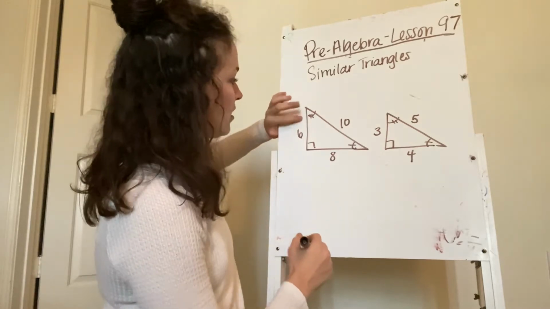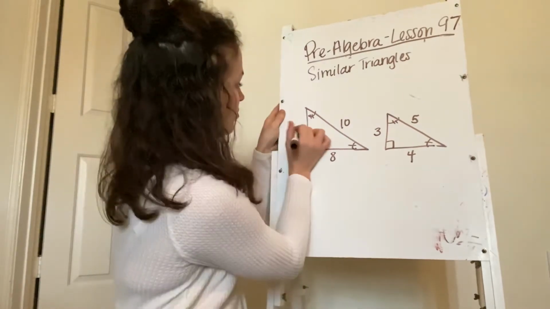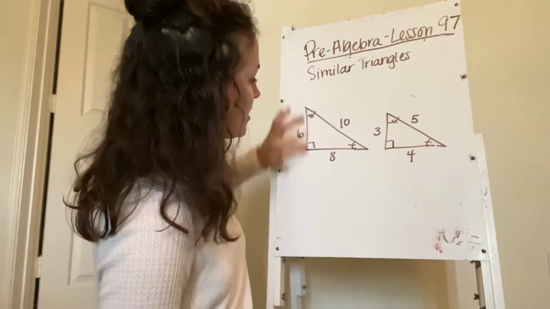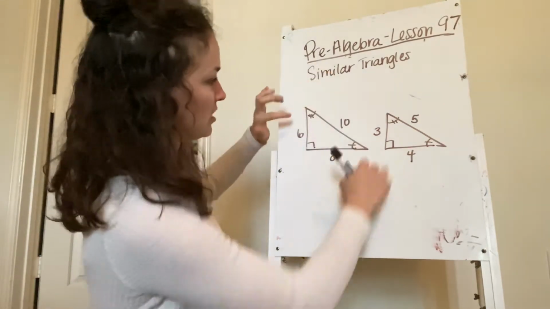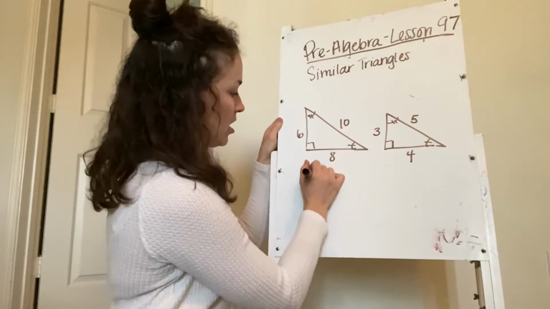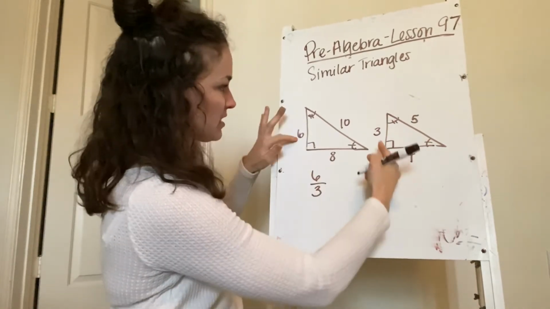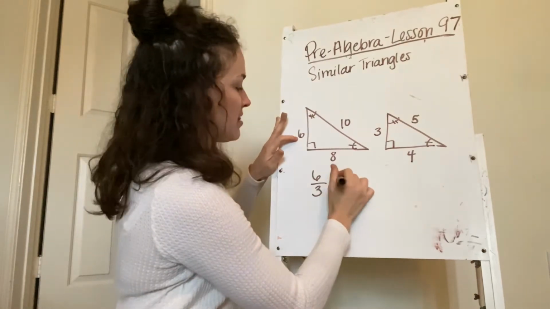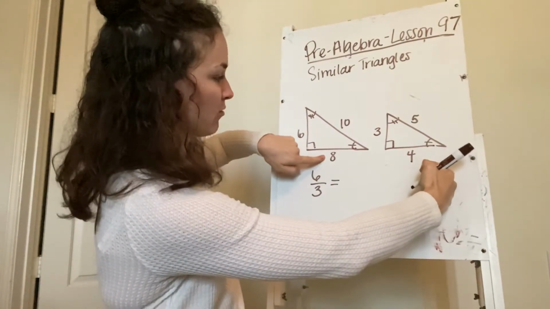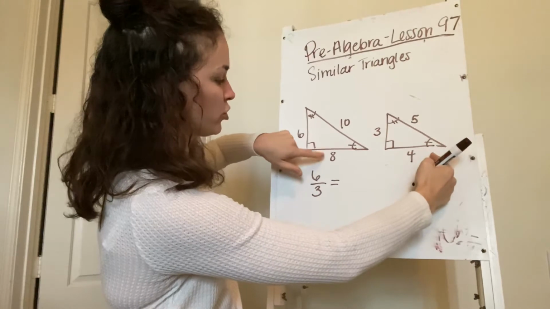We know that this side is connected to the right angle, right? And it's the one that stands up. So these two sides correspond to each other, so I can make a ratio out of them. 6 and 3 correspond, so I'm going to set it up as a ratio, 6/3. Then I can look at the next pair of corresponding sides. These two sides correspond to each other.